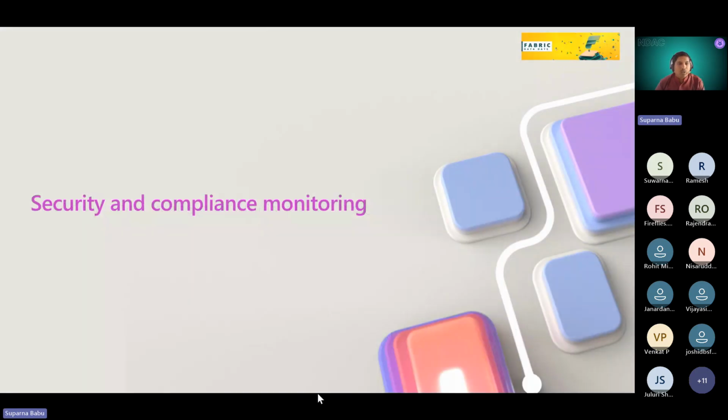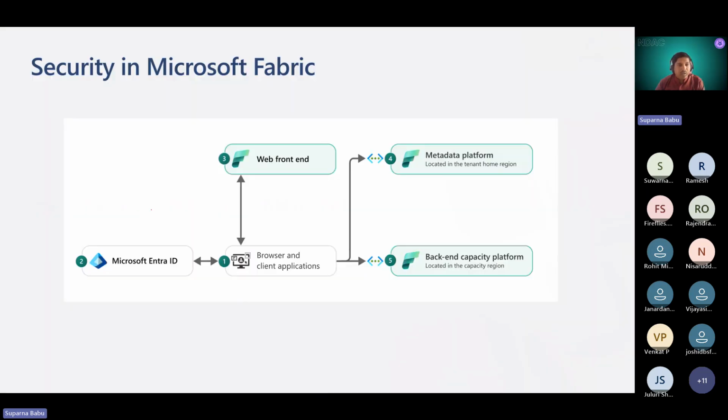Now let's talk about security and compliance monitoring. First of all, if you want to access any Microsoft Fabric account, you should have a valid organizational email ID. Let's say if I talk about Infosys, for example kumar@infosys.com, or Rajendra at dag.com, Seshi at dag.com. You should have an email ID first. By using Microsoft Entra ID, you will get the credentials, then you can use browsers, client applications, and the web front end.